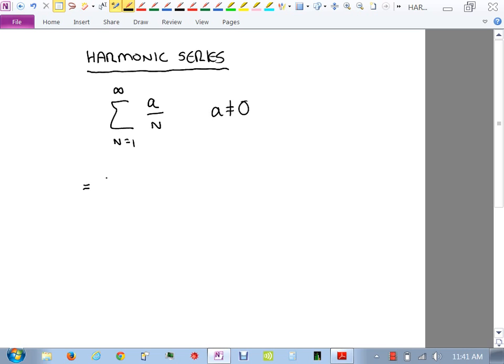Let n be 1, you get A over 1, that's A. Plus let n be 2, A over 2 is A times a half, right? Plus A times a third. I could say A over 3, but I'm doing that on purpose. A times a fourth. And I keep doing that forever, right? Never stop. And the question is, what does this add up to be?